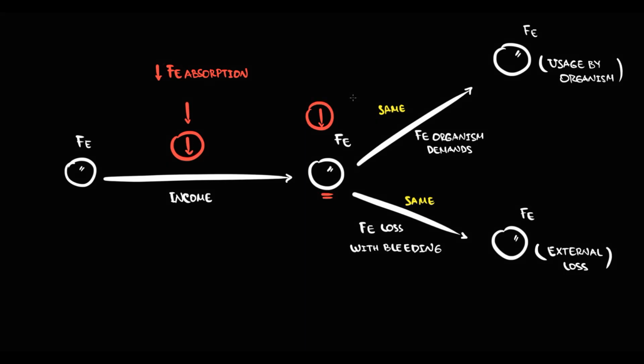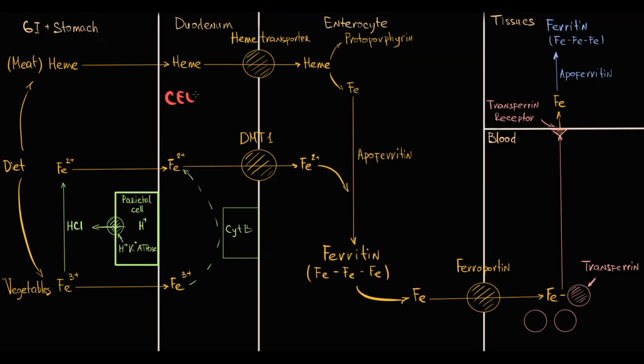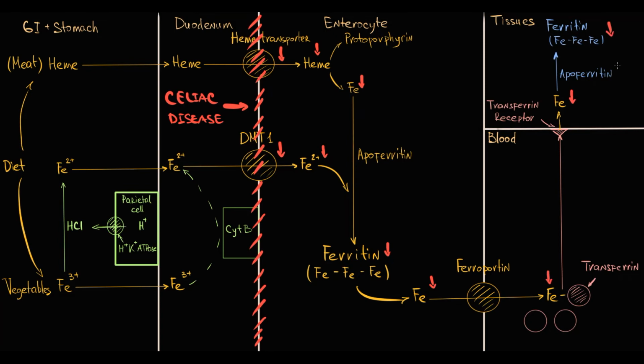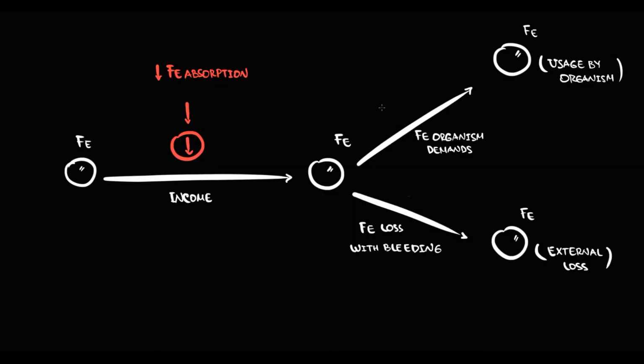Also, we have disorders that affect exactly the process of iron absorption. The most common one is celiac disease. In celiac disease, duodenal mucosa becomes affected by inflammation. Damage to mucous membrane causes damage to the transporters on the mucous membrane. As a result, transporters become dysfunctional, and without them, we cannot absorb iron. This will cause decrease in iron income, and if iron demands remain the same, this will cause progressive decrease in iron level, and as a result, iron deficiency will develop.